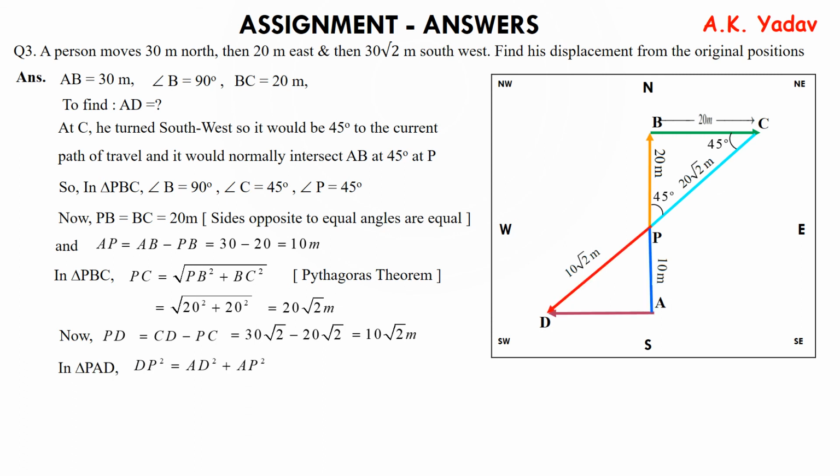Now in triangle PAD, yes, this blinking triangle, DP square is equal to AD square plus AP square. That is 10 root 2 square is equal to AD square plus AP square, that is 10 square. So 200 minus 100 is equal to AD square, that gives AD is equal to 10 meter.